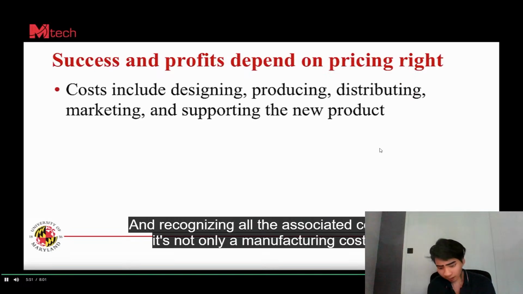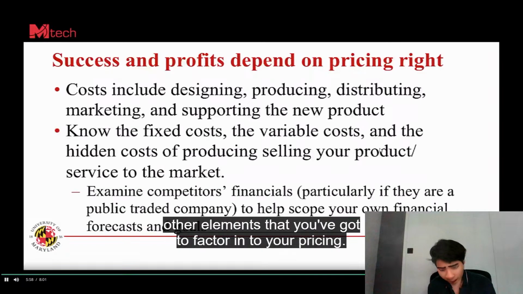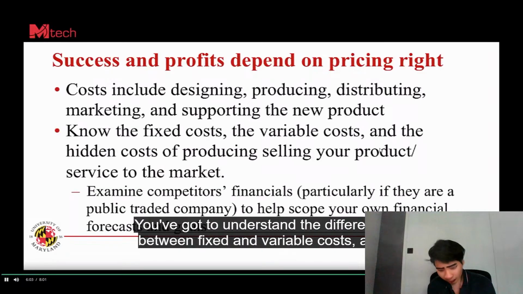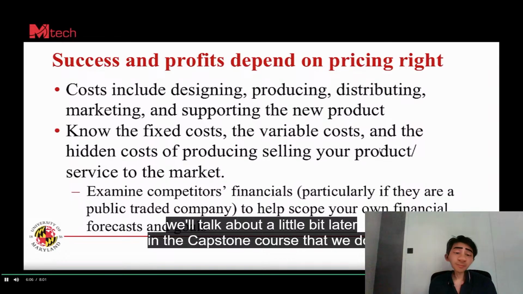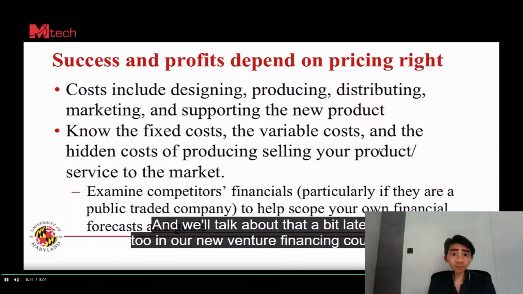And recognizing all the associated costs, it's not only a manufacturing cost. It's cost of design and marketing and other elements that you've got to factor into your pricing. You've got to understand the difference between fixed and variable costs. And we'll talk about that a little bit later in the capstone course that we do. We also want to think about financials and competitors' financials. And we'll talk about that a bit later too in our new venture financing course.